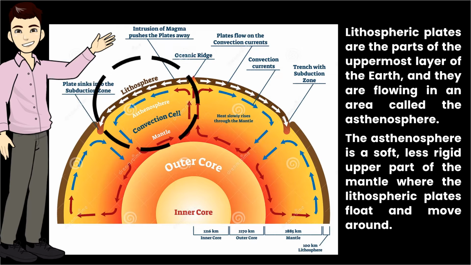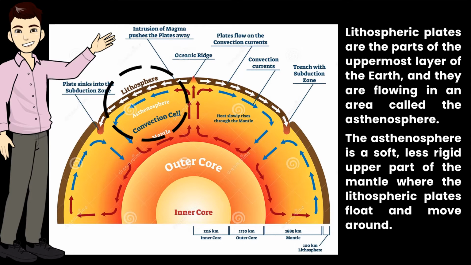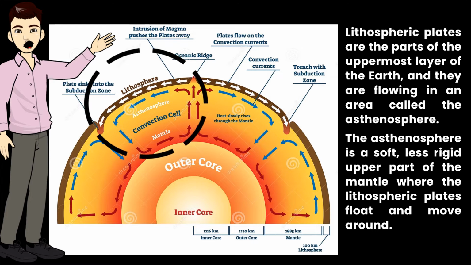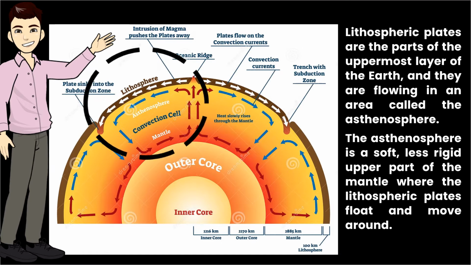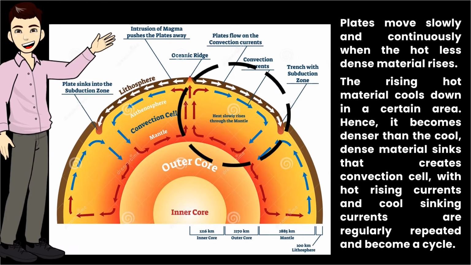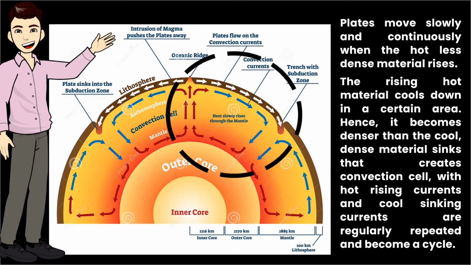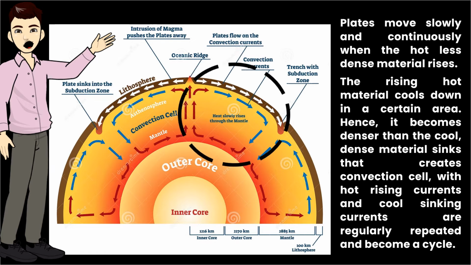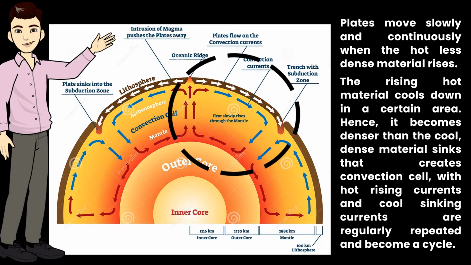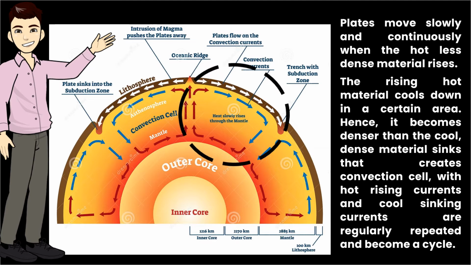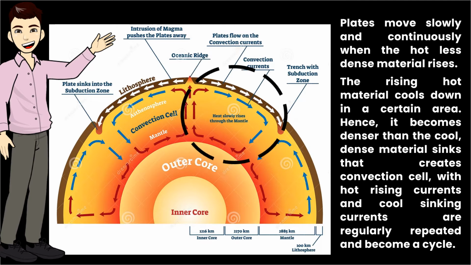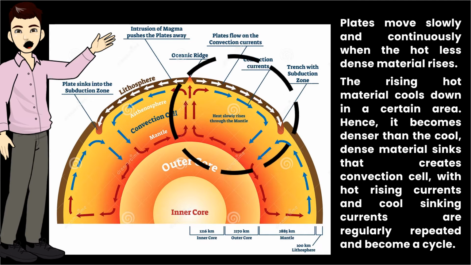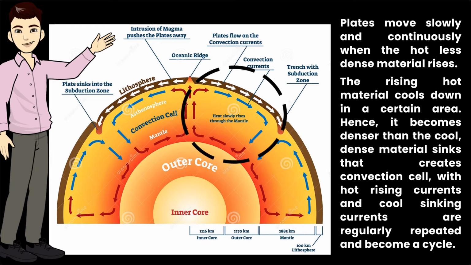Lithospheric plates are the parts of the uppermost layer of the Earth, and they are flowing in an area called the asthenosphere. The asthenosphere is a soft, less rigid upper part of the mantle where the lithospheric plates float and move around. Plates move slowly and continuously when the hot, less dense material rises. The rising hot material cools down in a certain area. Hence, it becomes denser than the cool, dense material sinks. That creates a convection cell, with hot rising currents and cool sinking currents regularly repeated and become a cycle.